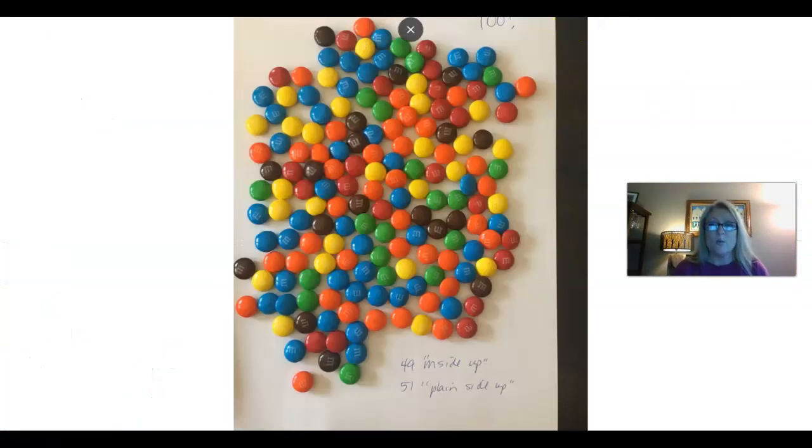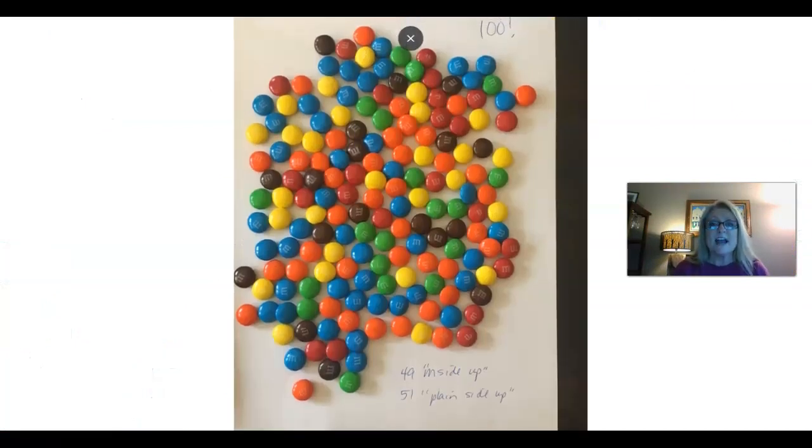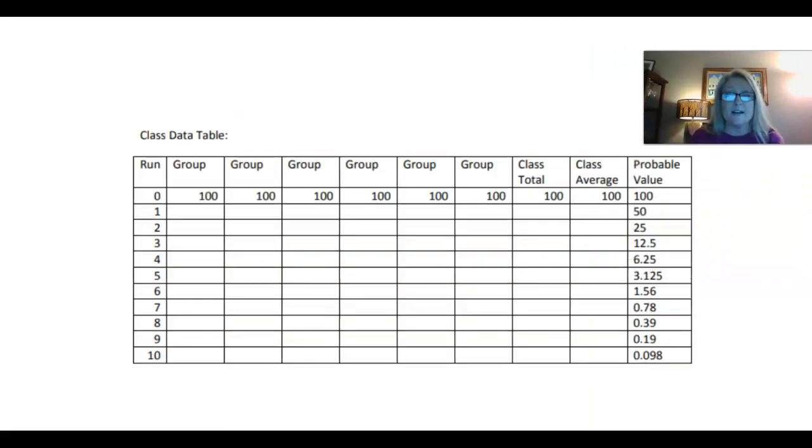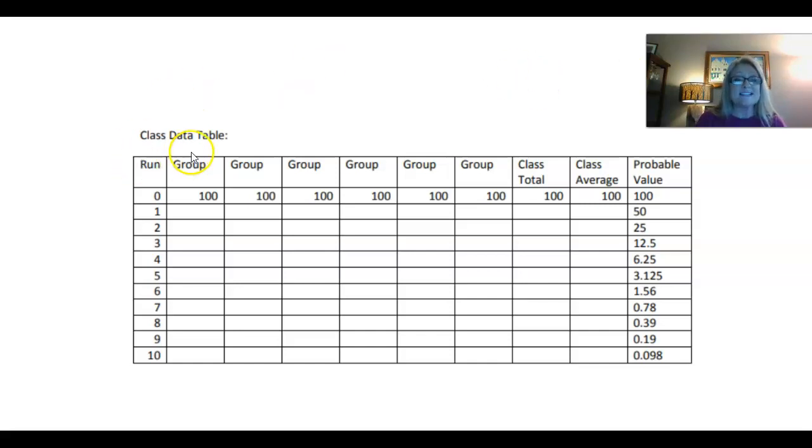All right. Let's say I put all of my 100 M&Ms out, and this is exactly what they look like. 49 of them I counted are M side up, and 51 are the plain side up. That is step one that we're going to do. And what I do is record that number in the class data table.